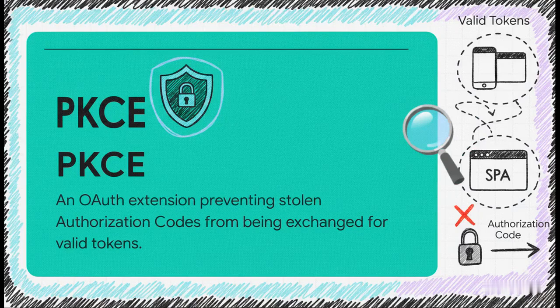To make this exchange even safer, modern implementations rely heavily on a security extension called PKCE. That stands for Proof Key for Code Exchange. This is especially vital for mobile apps and single-page applications. Think of PKCE like a secret handshake initiated by your specific browser. Even if an attacker somehow manages to intercept that temporary claim ticket, they don't know the handshake, so the ticket is totally useless. It guarantees the code only works for the exact application that requested it in the first place.